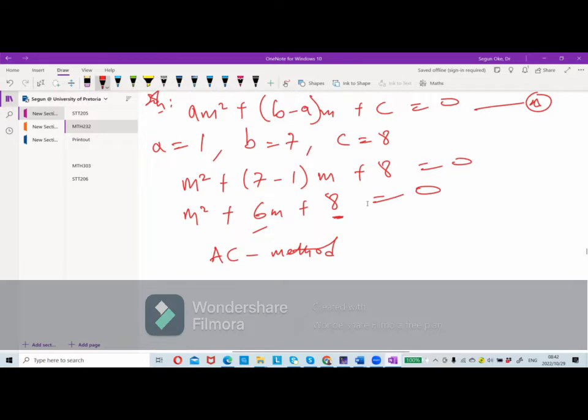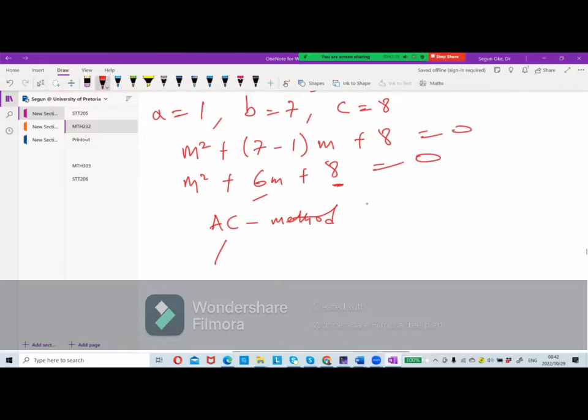So you and I know that our AC in this case is 8. We are looking for factors of 8. You can say 8 multiplied by 1 gives 8, but when you add them together, you have 9. Am I right? Yes, sir. But the same 8, we can break it down by saying 4 times 2, 4 multiplied by 2.